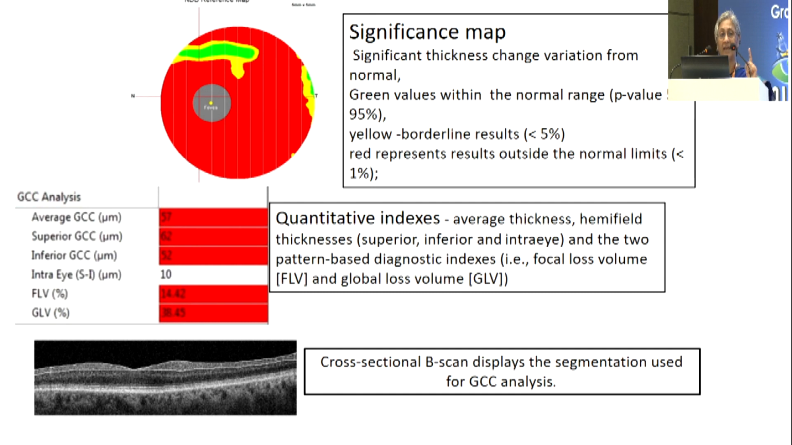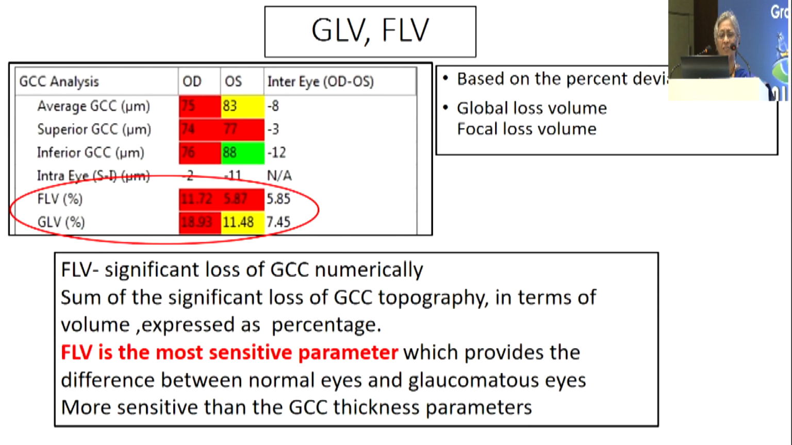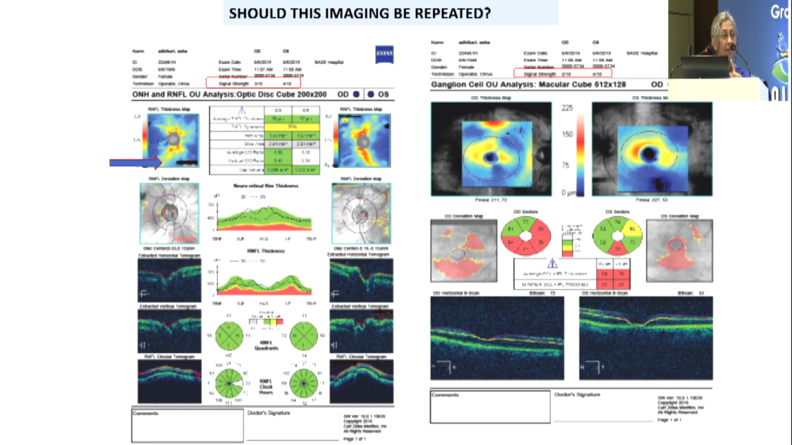Therefore, remember, in the RTVue, we have one figure which is very important, the FLV. That is, the focal loss variance is a very important figure which tells us whether the patient has glaucoma or not. Now, I'm asking you all, should this figure be repeated? Please have a look at the signal strength. Very, very poor signal strength. Have a look at this matter over here. See, there is loss of data. And if there is loss of data, remember it's going to be extrapolated. Remove this, please repeat it again.